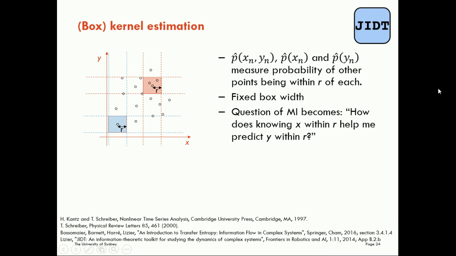So I've said before that information theory is all about questions and answers, and we need to think about our estimators in terms of the question that they're asking. So here with the box kernel estimator, the question that the mutual information is asking becomes, how does knowing x within a resolution R help me to predict y within the same resolution R? Okay, it's important to bear in mind different estimators are answering the question about mutual information in a slightly different way.